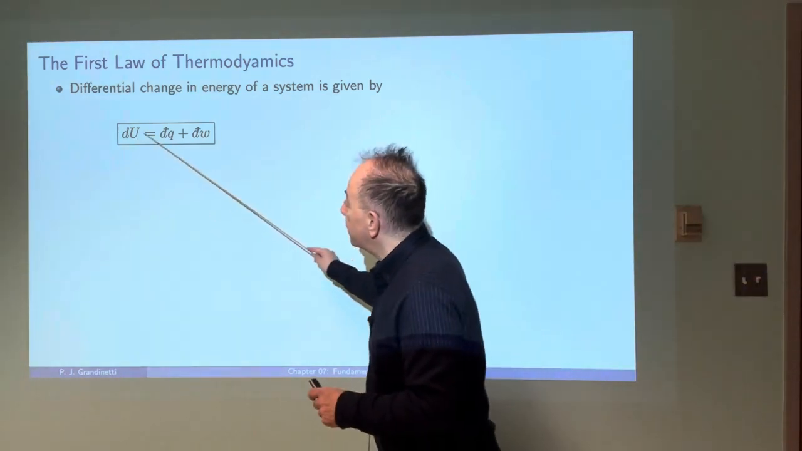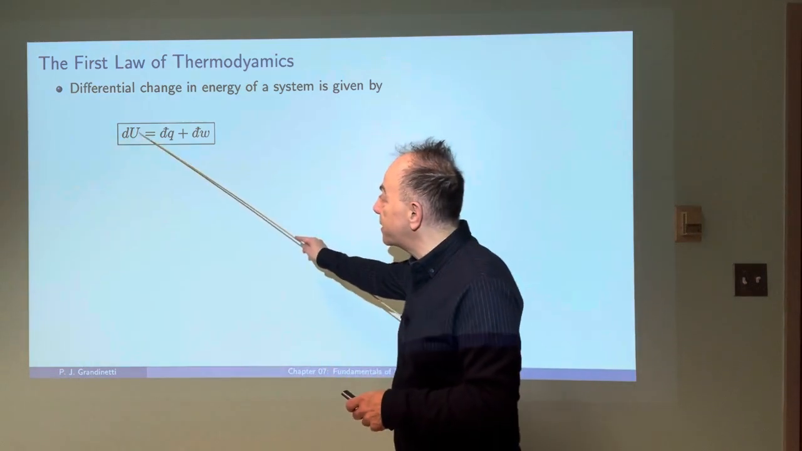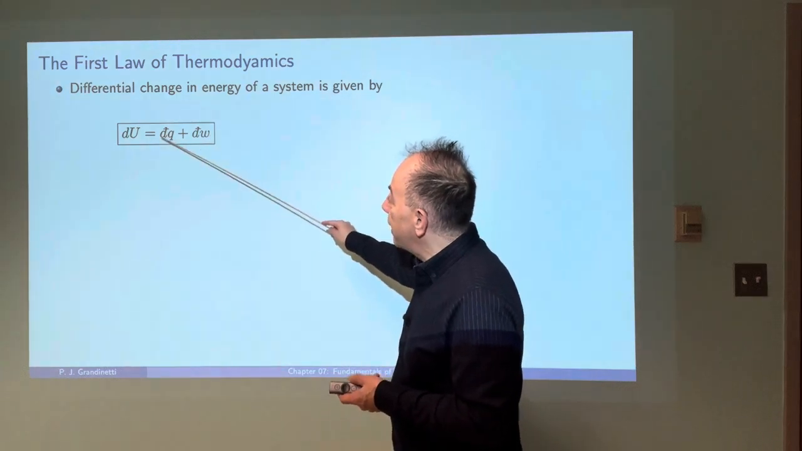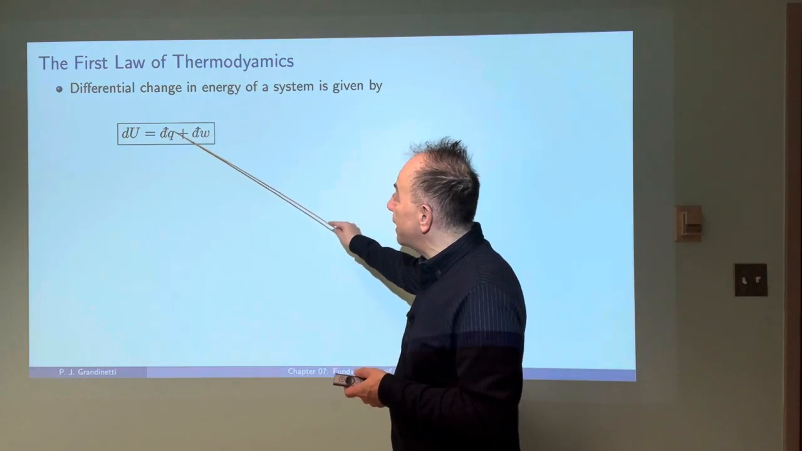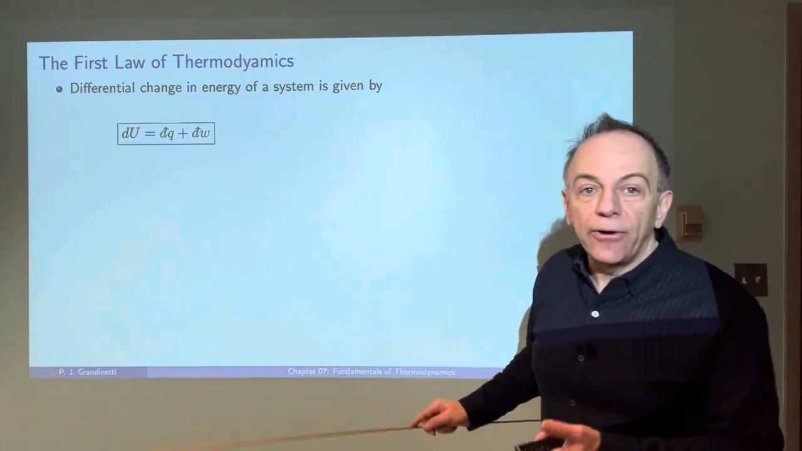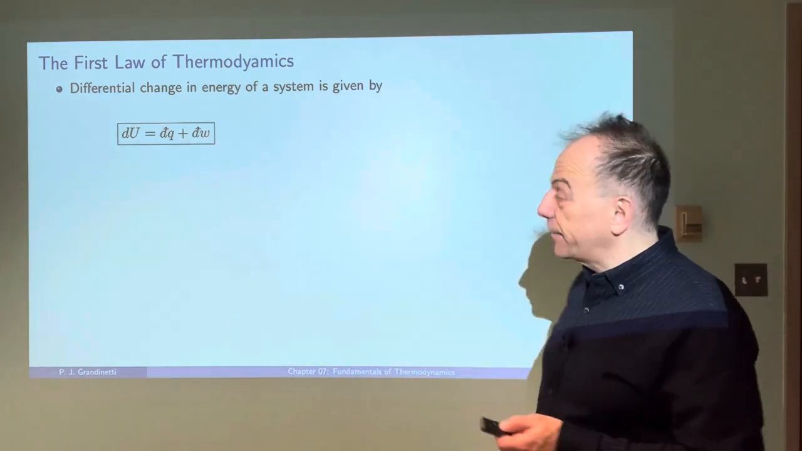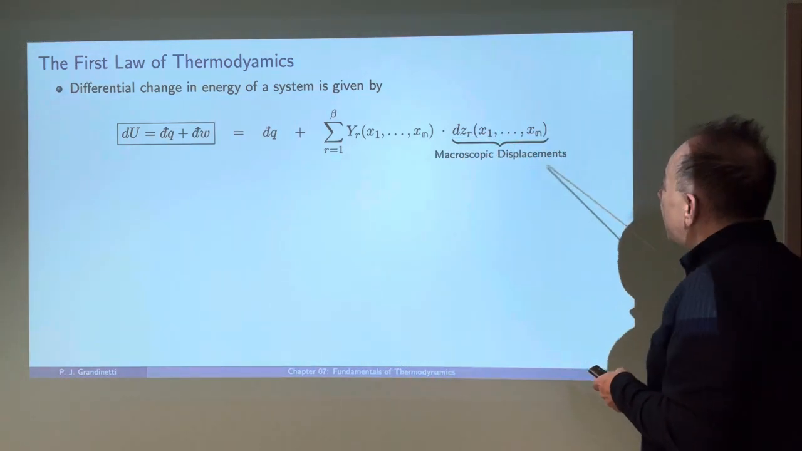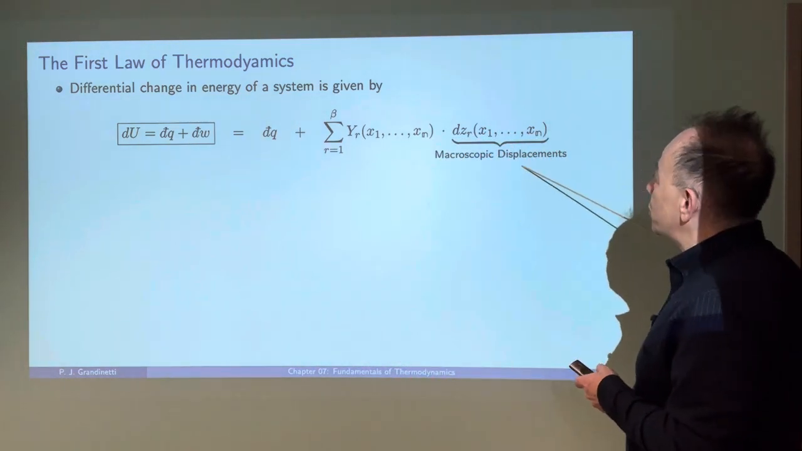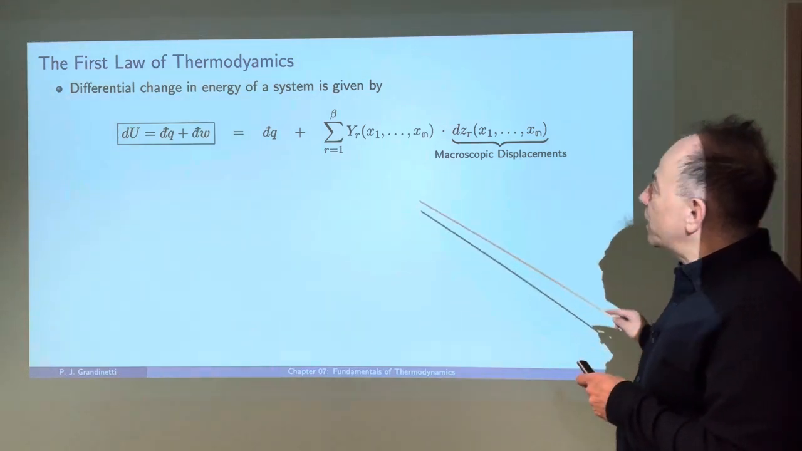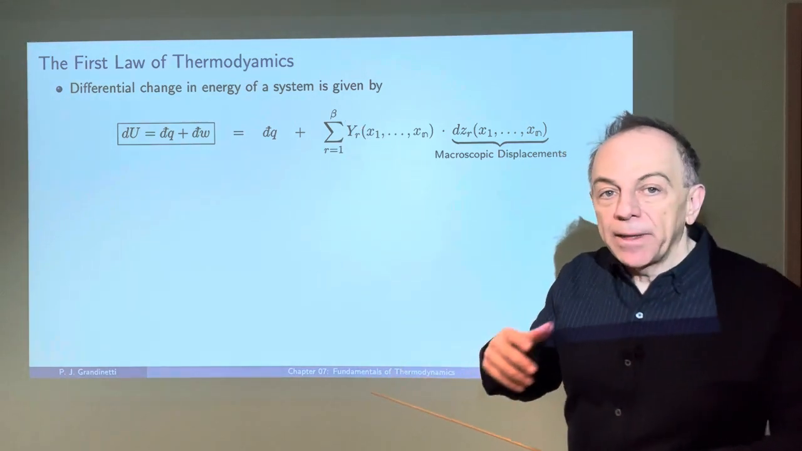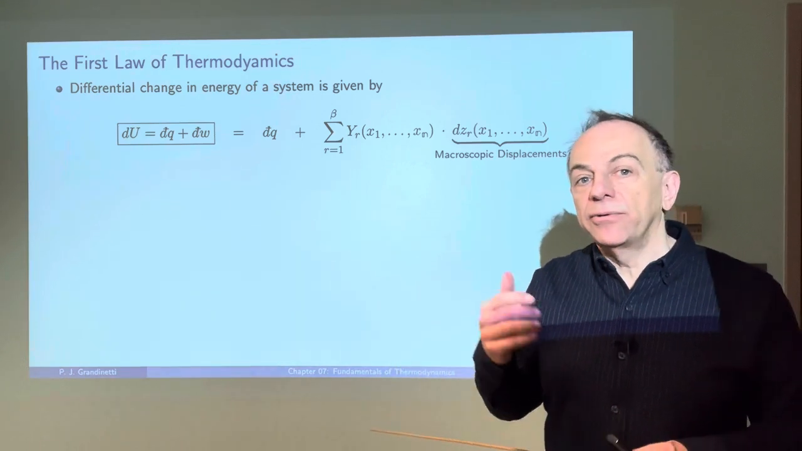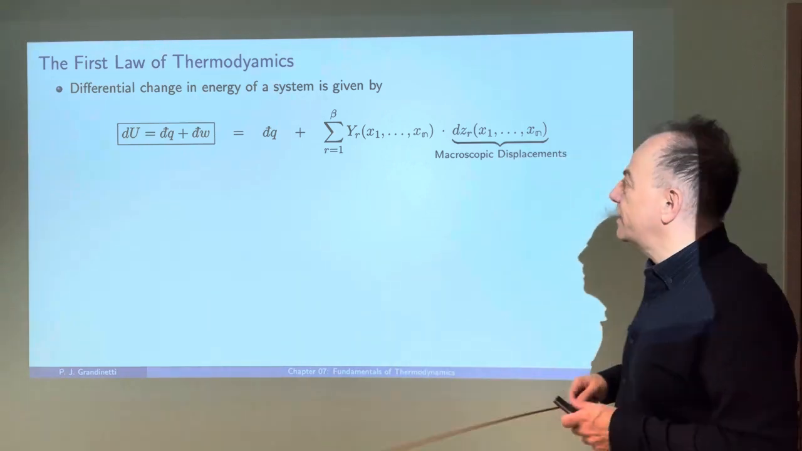So we write now that the differential change in the internal energy of the system, which we write with the symbol U for the internal energy, is equal to the differential flow of energy in the form of heat and the differential flow of energy in the form of work. Okay? And now I can expand out the expression for work that I gave in the earlier slides, and you can see now I have a full expression here where I include all the macroscopic displacements. And so for a given system, there'll be beta possible macroscopic displacements that will lead to work being done on or by the system. Okay.